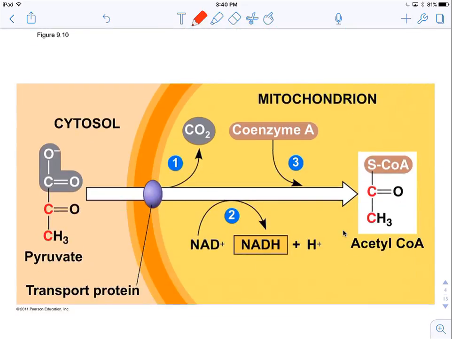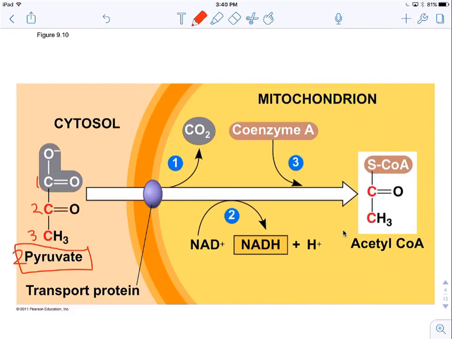So here we have our pyruvate in the cytosol. And you'll notice at this point, pyruvate is still a 1, 2, 3 carbon molecule. It's still half of glucose. And again, remember that because I have two molecules of pyruvate from the end of glycolysis, everything from this point on is going to be doubled.